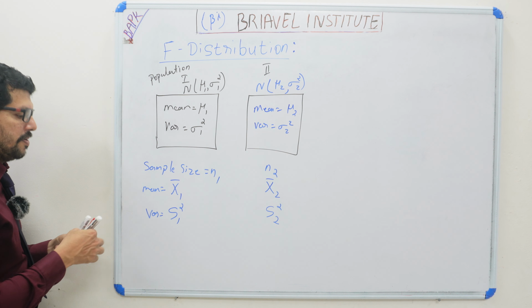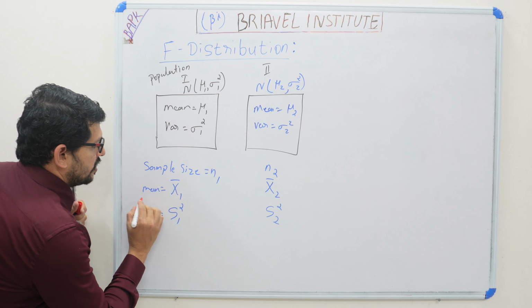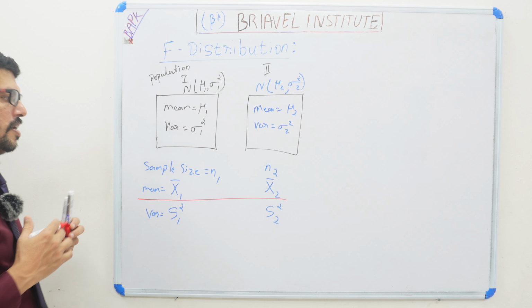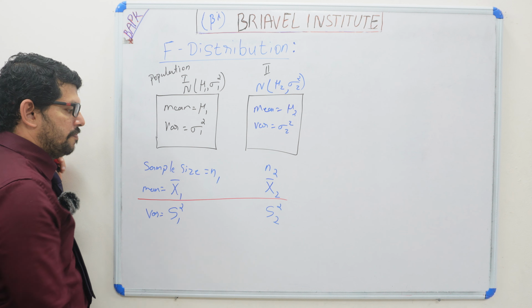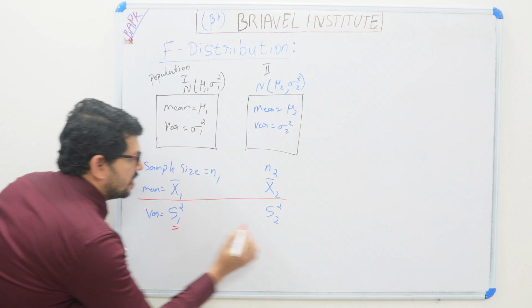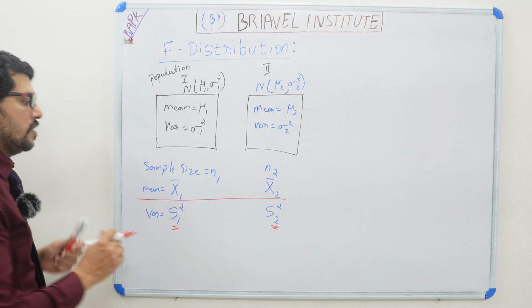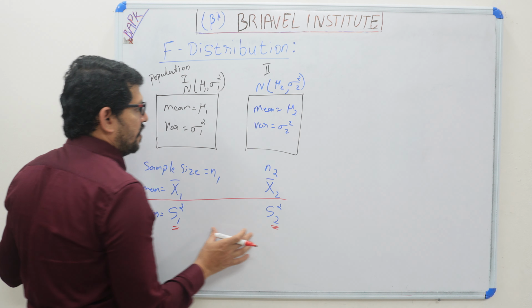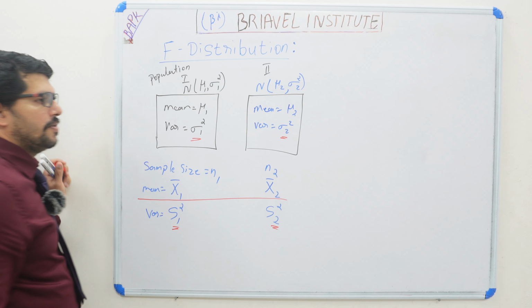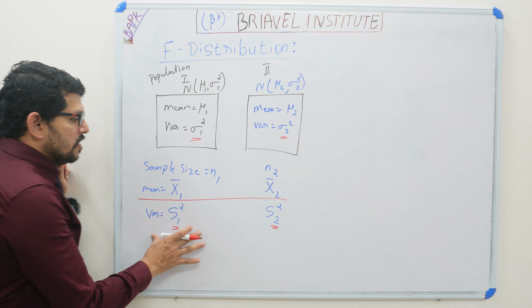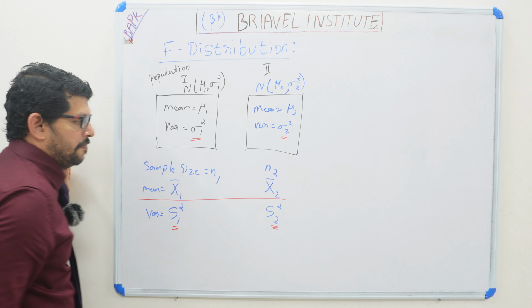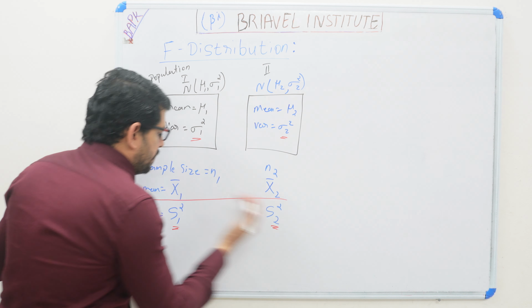In the T distribution we use S1 and S2 for finding the T value, and in the F distribution we use S1 square and S2 square, using them to find the variance, whether this mu1 is equal to mu2 or not. So in the F distribution we are using S1 square and S2 square. So there is a difference.